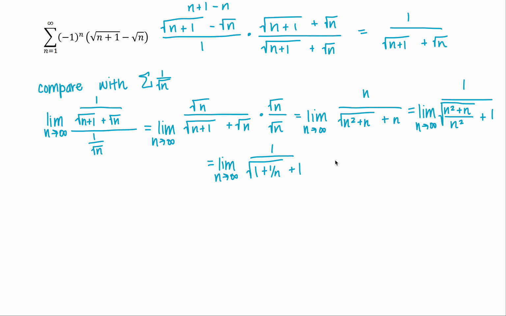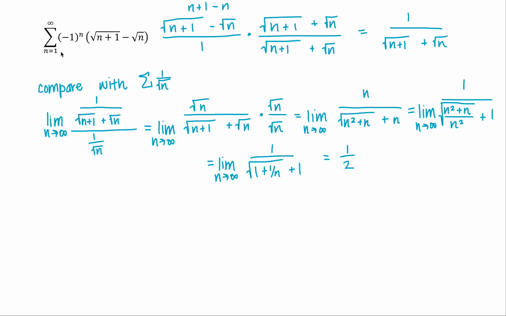Now when I take the limit, 1 over n, as n goes to infinity, is going to go to 0. So I have 1 over the square root of 1, which is 1, plus 1. So that gives me just 1/2. So by the limit comparison test, because I know already that 1 over the square root of n diverges, this tells me that my series here would also diverge. So it is not absolutely convergent.